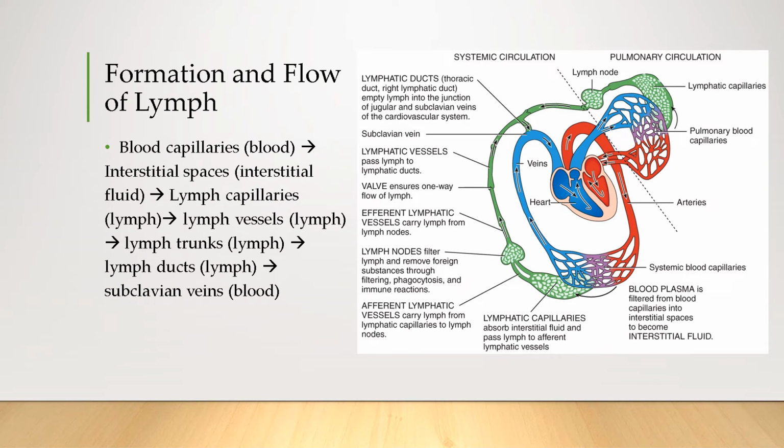Now, like veins, lymphatic vessels contain valves, and this ensures one-way movement of lymph. As I said previously, lymph drains into venous blood through the right lymphatic duct and the thoracic duct at the junction of the internal jugular and subclavian veins. So here we have a representation of those lymphatic ducts, both of them, emptying into the junction of the subclavian and jugular veins, bringing that fluid back to the cardiovascular system.